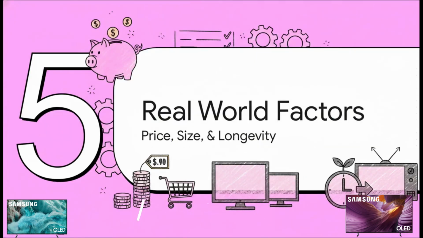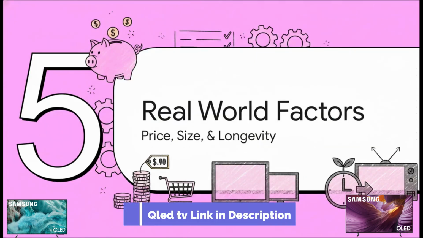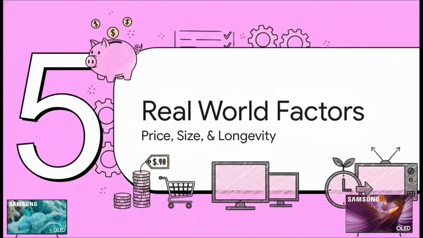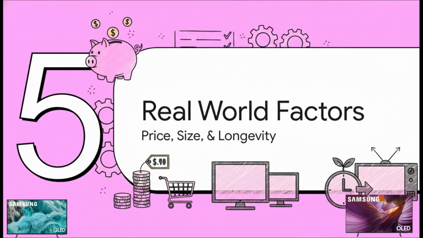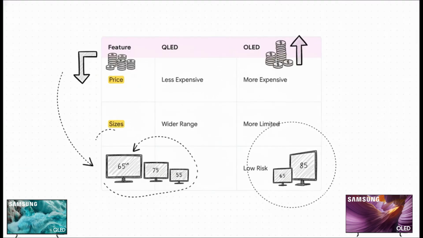So picture quality is one thing, right? But buying a TV also comes down to real-world stuff. So let's talk about the practical side of things. We're talking price, size, and just general peace of mind. And in the real world, this is where QLED really starts to shine. Generally speaking, they're just cheaper, especially when you get into those massive screen sizes. You can often get a giant 85-inch QLED for what a 65-inch OLED might cost. QLEDs also come in a much bigger range of sizes, from small to absolutely gigantic.